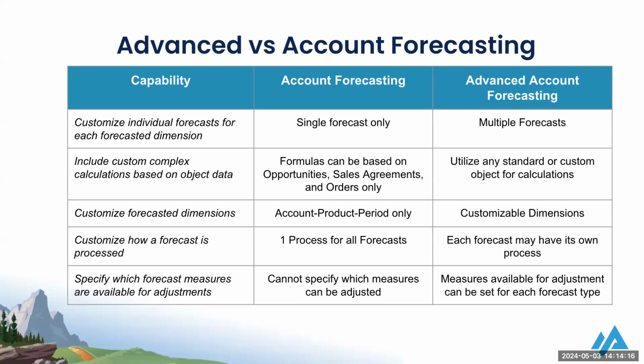And then specifying which measures are available for adjustments. So that adjustment period that we talked about, you actually have some flexibility in which elements of the forecast the team can and cannot update. You can set that with the advanced account forecasting. On the account forecasting side, though, it's standard. You don't have any flexibility in choosing which fields they can and can't edit.